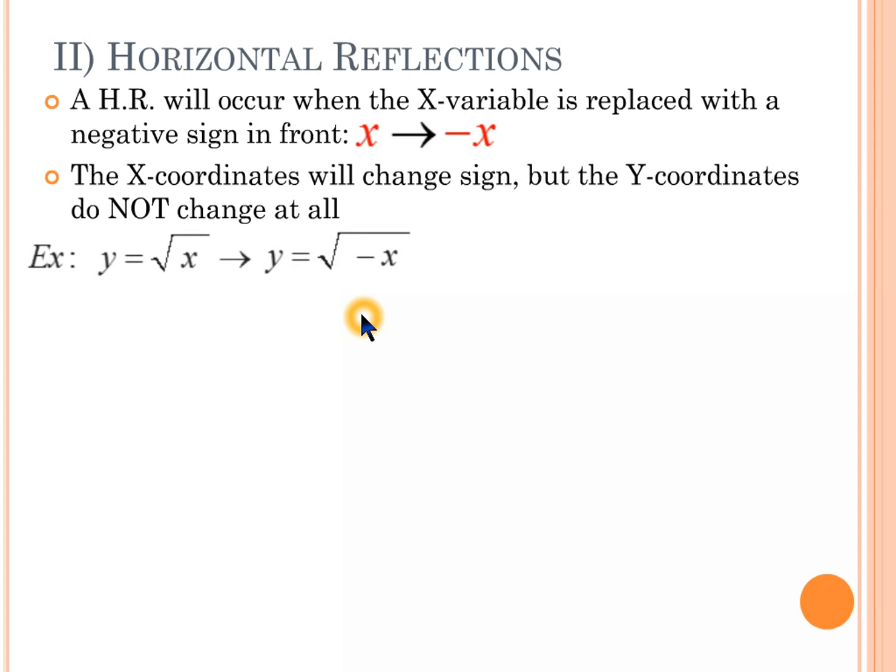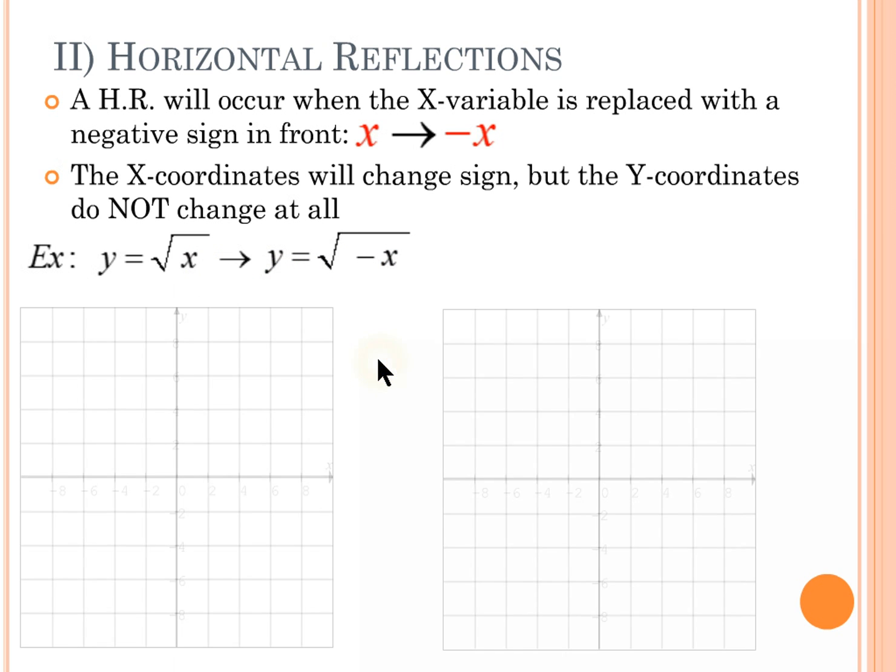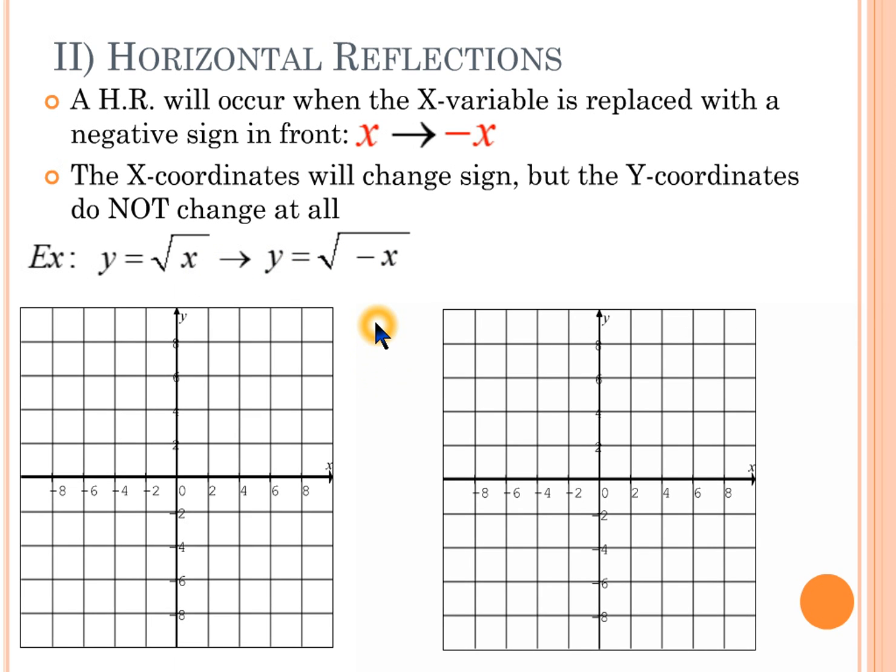Okay, so let's take a look here. I have this function y equals the square root of x, and then I'm going to change that to y equals the square root of negative x. So let's graph both of these functions and let's analyze them. Here is my x variable, highlighted there in red, and here's my new function after it's been transformed.